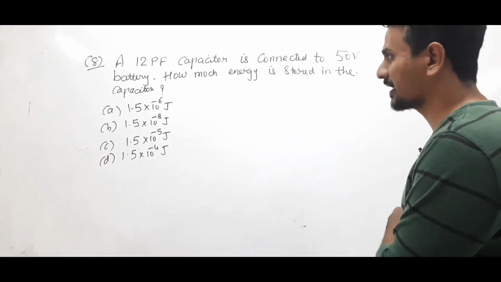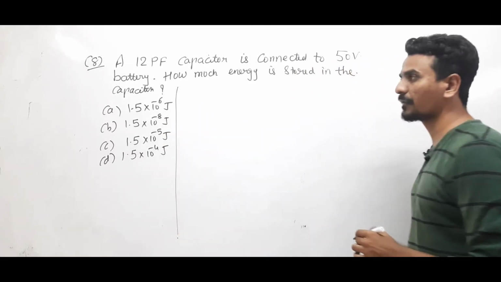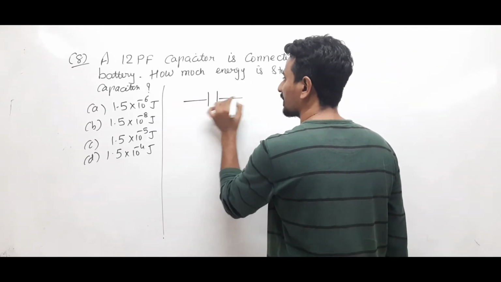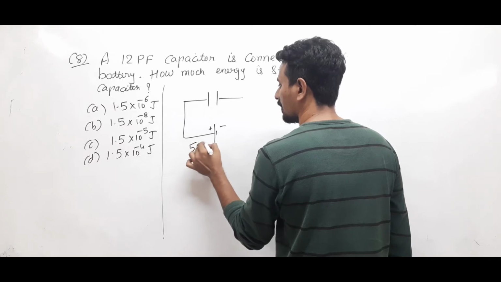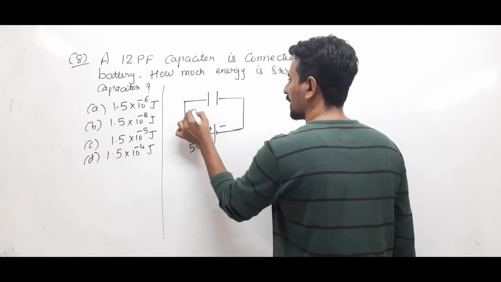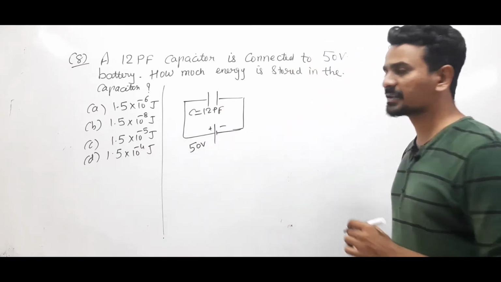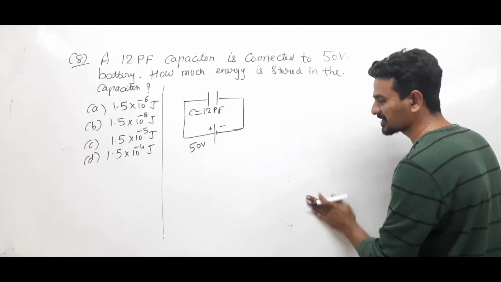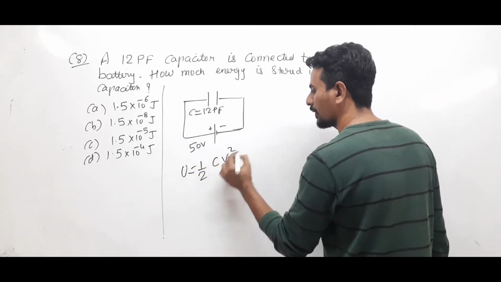Okay, so the eighth one: a 12 picofarad capacitor is connected to 50 volt. Capacitance is 12 picofarad, voltage is 50. How much energy is stored in the capacitor? And this is the unsolved question of your textbook. So energy stored is half CV square.